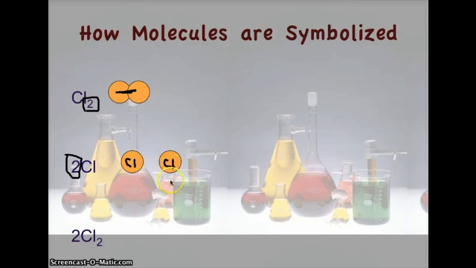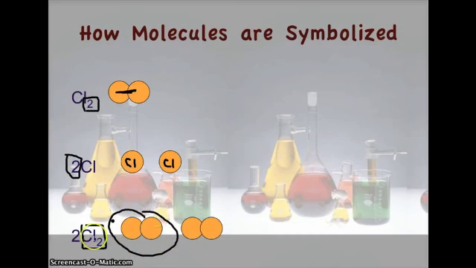Now, if you take a look at this third example, 2Cl2, it's a little bit different. We have 2 groups of Cl2. So we've got Cl2, which is this. However, we have 2 groups of it. So we end up having 2 separate Cl2 molecules. So what you're saying is the coefficient indicates the number of groups. Correct. Okay.